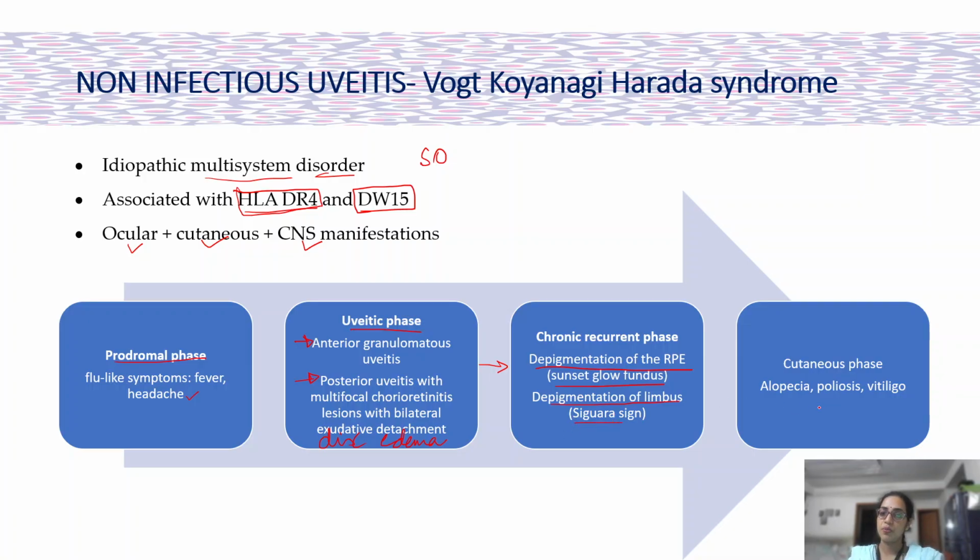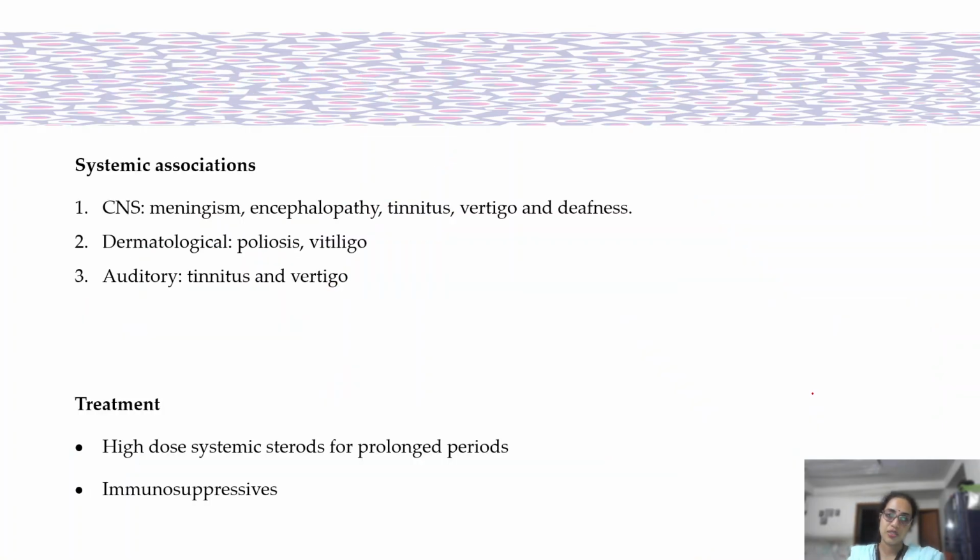At the same time, you might even develop poliosis. And then the cutaneous phase follows, which is characterized by alopecia, vitiligo, and poliosis. So, the systemic associations, you might get meningismus, encephalopathy, tinnitus, vertigo, and deafness rarely. Dermatological, we discussed poliosis and vitiligo, and in auditory symptoms, you might get tinnitus and vertigo.